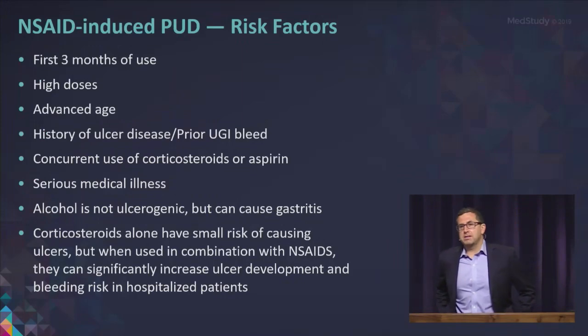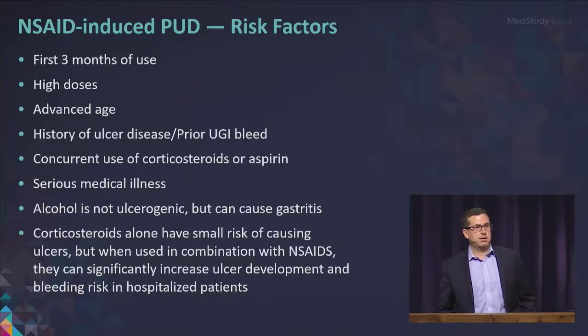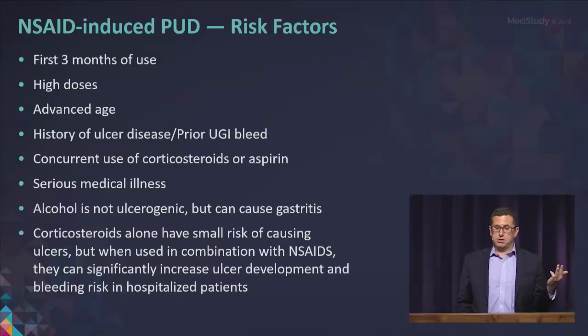So just to talk about NSAIDs specifically, these are very common medicines, so it's important that we understand the risks associated with this. The highest risk for peptic ulcer disease in the setting of NSAIDs would be during the first 3 months of use, high doses, patient of advanced age. If the patient already has a history of an ulcer complication, such as a GI bleed, if there's concurrent use of corticosteroids or aspirin, if they have serious medical illness.